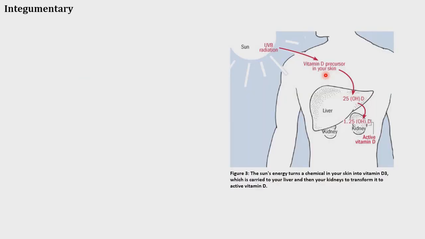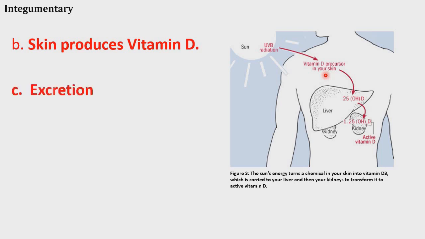Another function of the skin is that it produces vitamin D. The skin makes use of the ultraviolet rays of the early morning sunlight to produce vitamin D. And apart from that, it helps in excretion, the removal of waste products from the body through sweat. Urea and water are some of the products that are removed from the body.